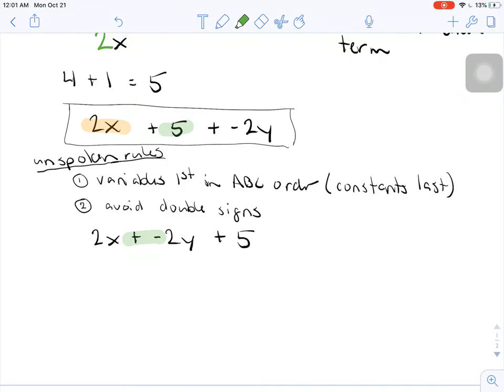So plus a negative, if you wanted to rewrite that with a single sign, you could change that back into subtraction. So 2x minus 2y plus 5. And this would be a nice cleaned up final answer.